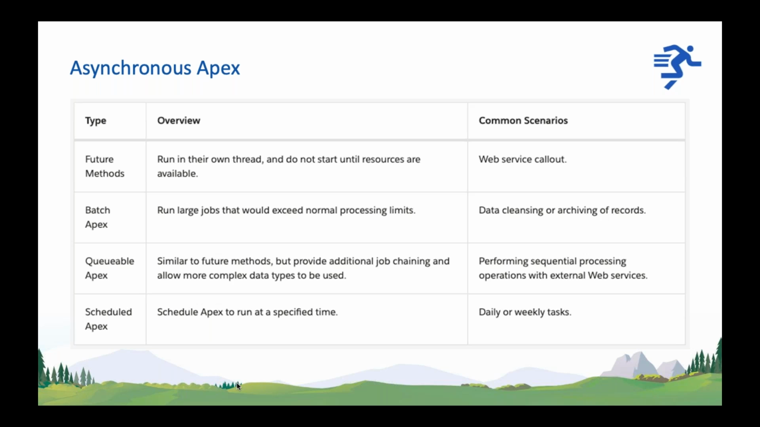We'll see a small example of how it happens. You can't see how it happens, but how to write a future method, we'll see an example.